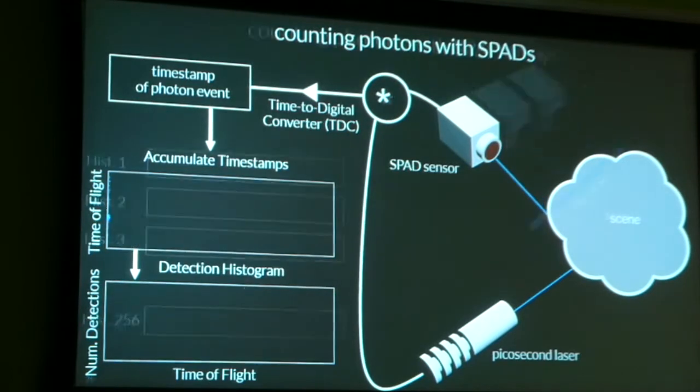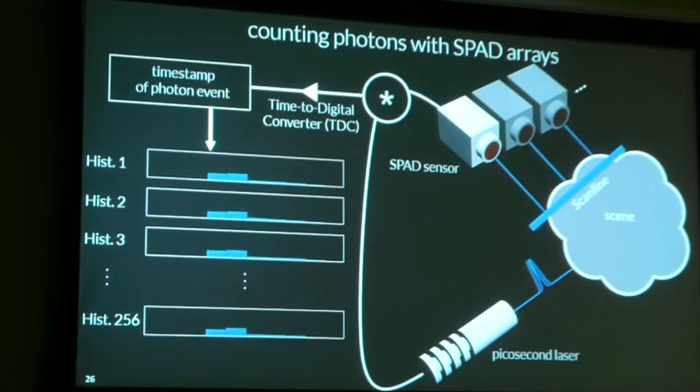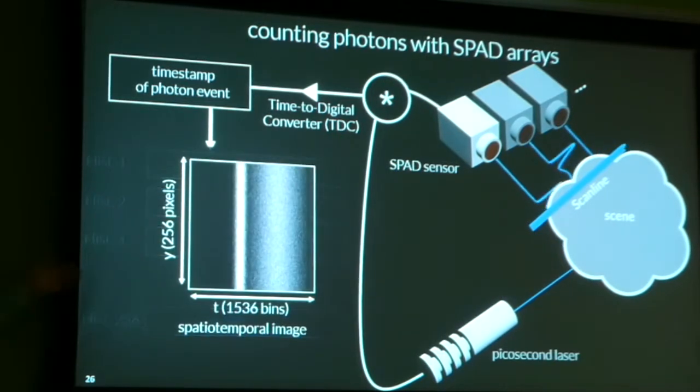Now if we wanted to build up a scan line or a 2D image, we could scan across the scene, or we could have an array of SPAD detectors. So in this case, a line array would image a single scan line, and then for every sensor we get a histogram. Another way of visualizing this collection or array of histograms would just be in an image. And so we have a spatiotemporal image where the vertical axis is indexing the pixels of our SPAD array. The time axis is again the time of flight of the photons arriving.